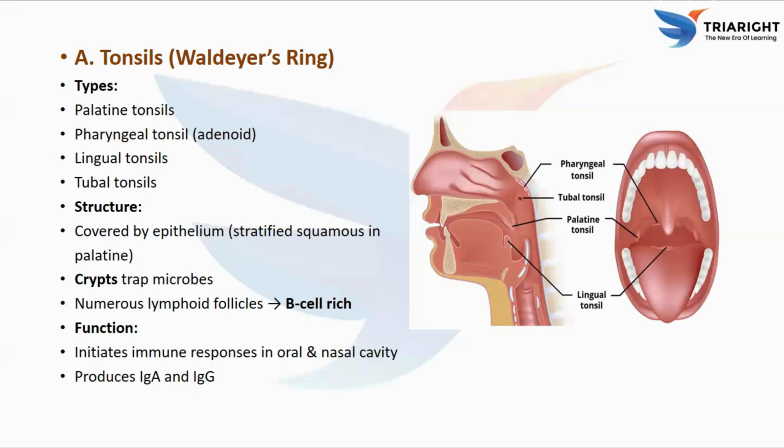Here is a picture of the tonsils, which shows you the positions of the tonsils in the head as well as in the throat region. This is the pharyngeal tonsil, which is present behind the nose at the nasopharynx region, and the tubal tonsil, near the auditory tube opening. The palatine tonsils are visible on each side of the throat, and the lingual tonsil is present behind the tongue. Together they form a protective ring around the pharynx. So this is about the tonsils.